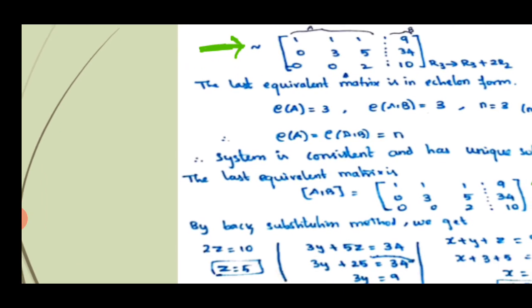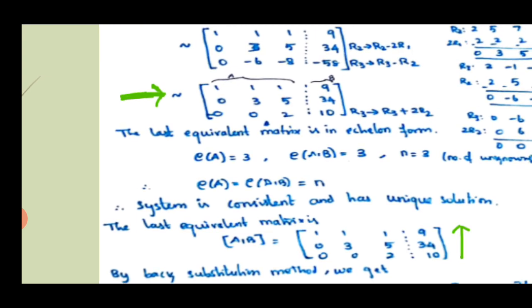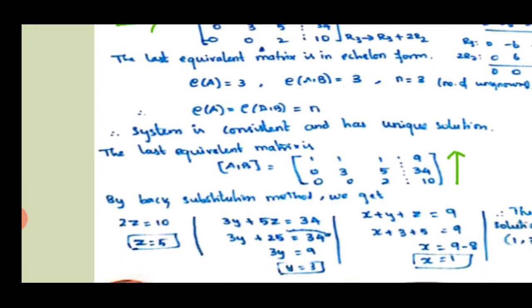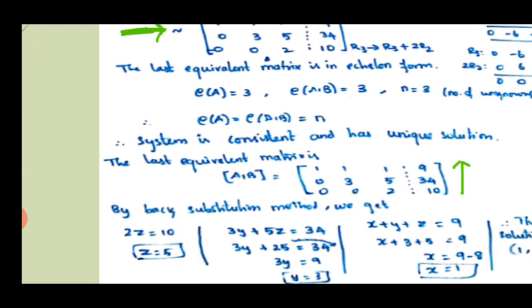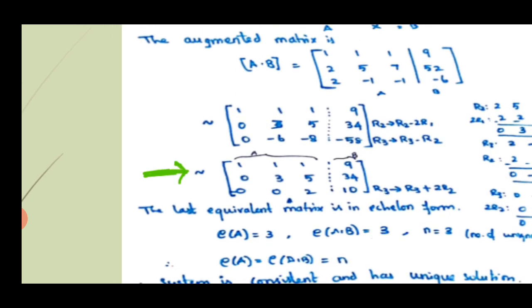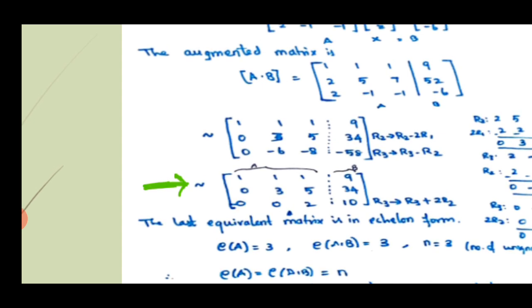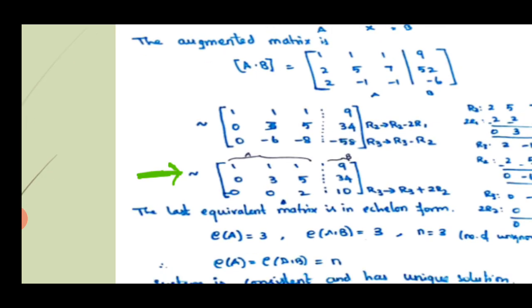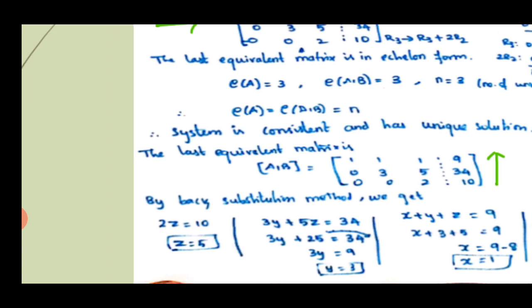So therefore, we can say the system is consistent and has a unique solution. If the system is consistent with a unique solution, you can find it. That means the values of x, y, and z you can find. That's an easy one. Go to the last equivalent matrix, the one with the green arrow. Take it and write it again.